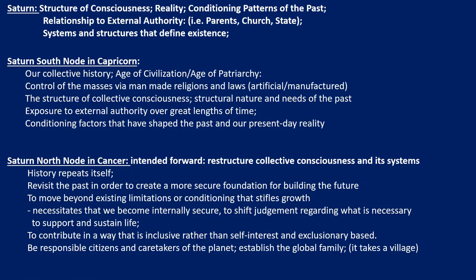The structure of our collective consciousness, structural nature and needs of the past, and how we're still recreating that or falling back on that. Our exposure to external authority over great lengths of time and the conditioning factors that have shaped the past and our present day reality. So consequences of the past into the present, right? Saturn's North Node in Cancer, that intended forward to restructure the collective consciousness in its systems. So that's crucial and important to do.